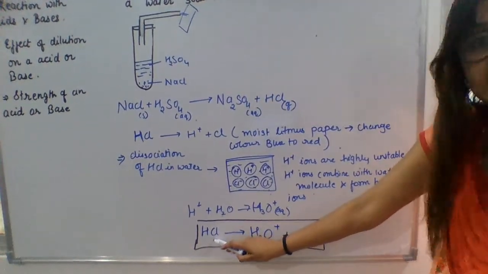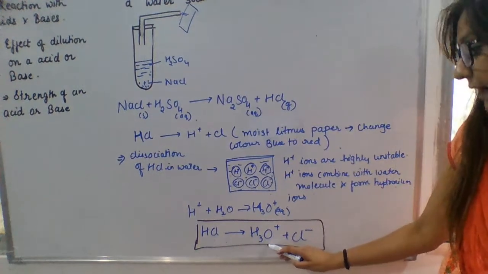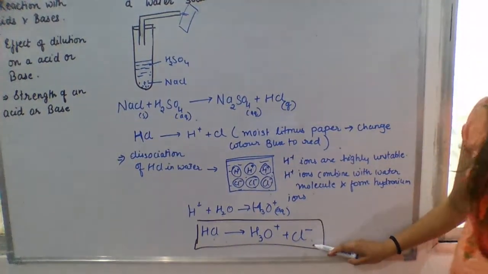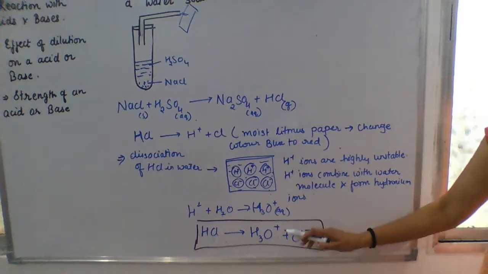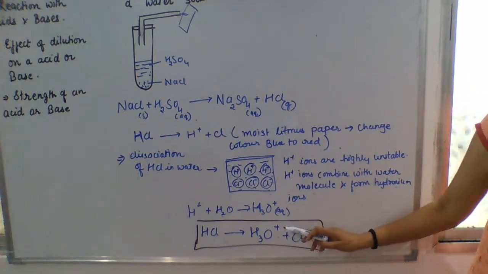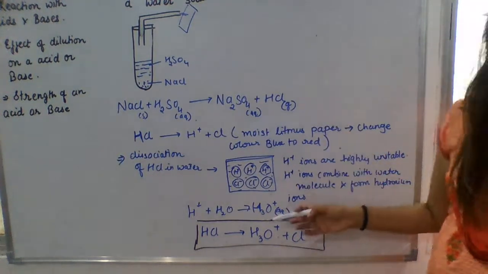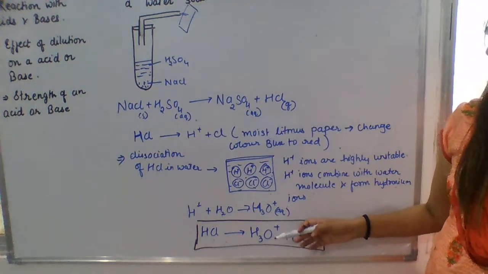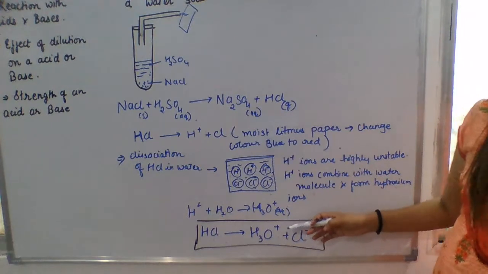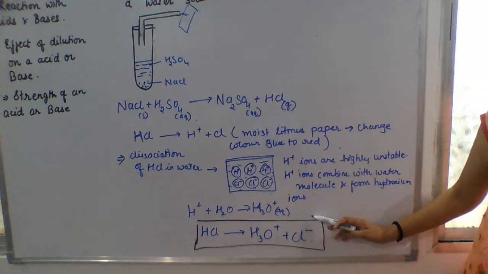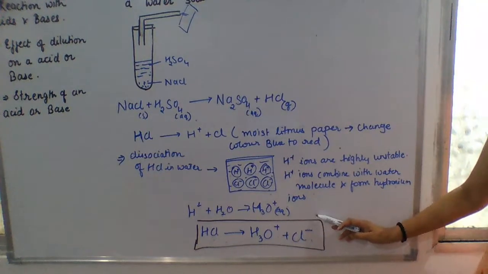Now you can write like this: HCl will form hydronium ion plus chloride ions. So here you will get the ions. Hence you can see from this activity that acids are dissociating in water into ions.